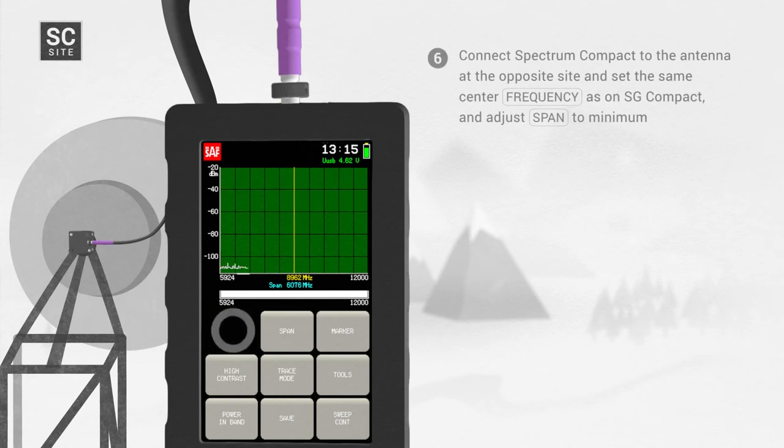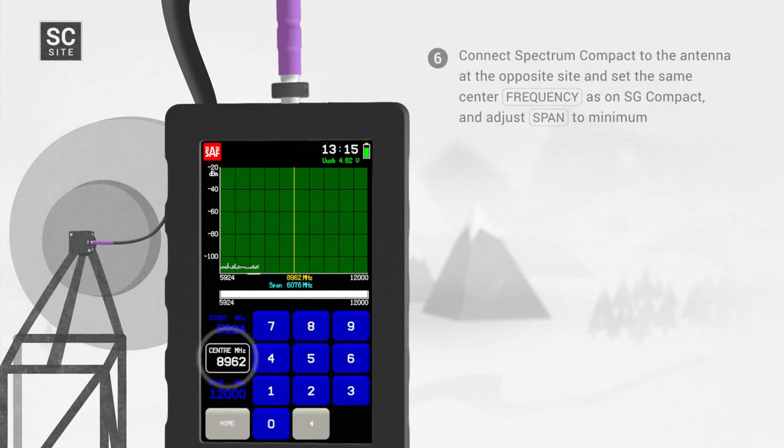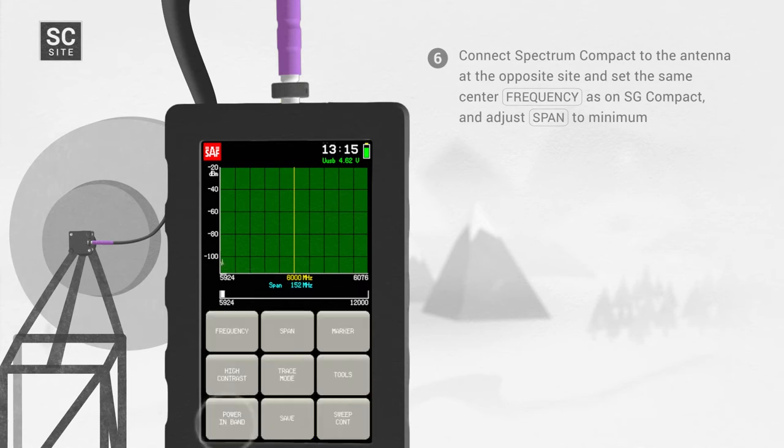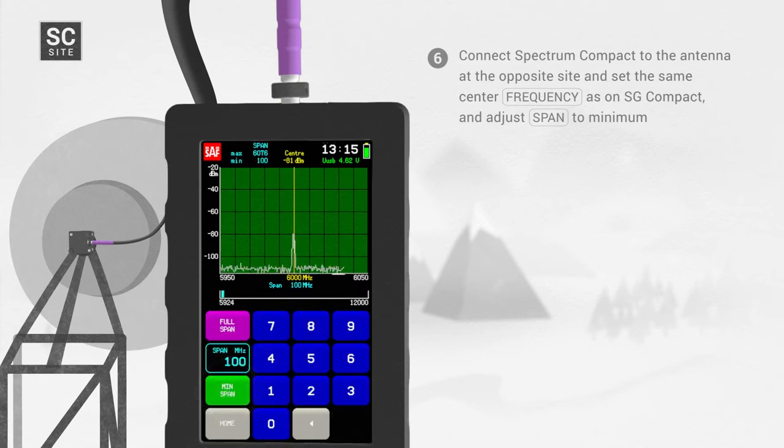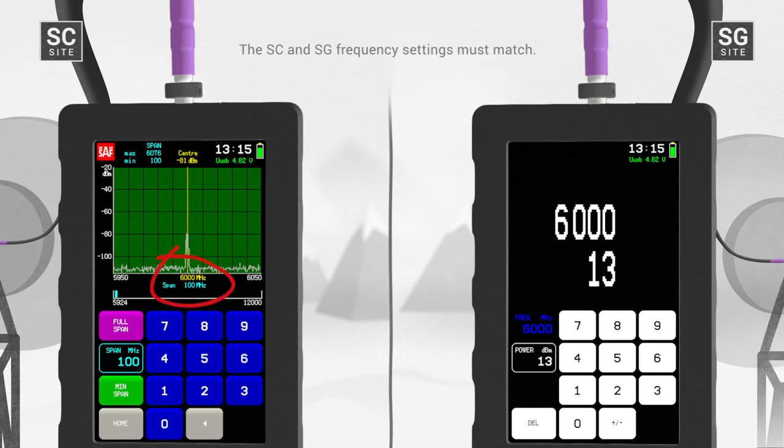6. Connect Spectrum Compact to the antenna at the opposite site and set the same center frequency as on SG Compact and adjust span to minimum. The SC and SG frequency settings must match.